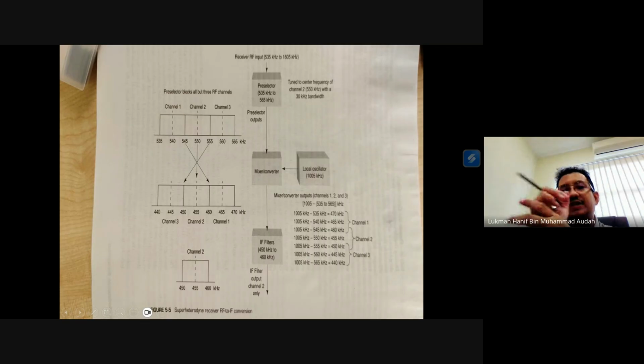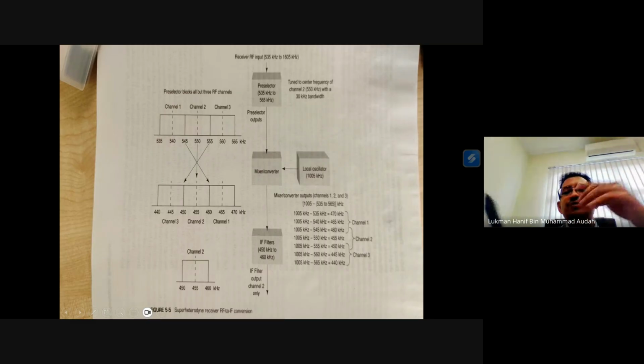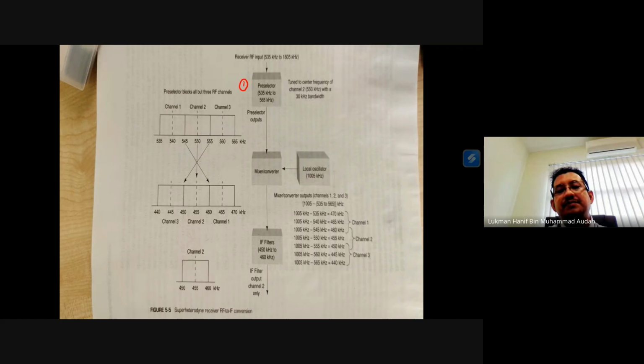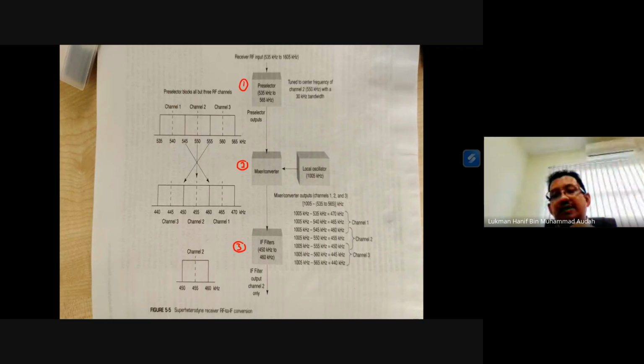So I think from this example, you might get a more understanding about the process of down conversion by the mixer converter. If you see from here, this block diagram consists of pre-selector, the first one here, which is at the RF section. And then it goes through the mixer converter section, and then go through the IF section. So in this example, it only consists of 3 sections of the super heterodyne receiver.